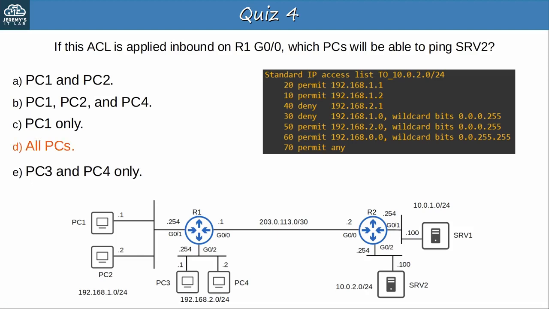This is because of where the ACL was applied, inbound on R1's G0/0 interface. When the PCs try to ping server 2, R1 won't check the ACL as it sends the pings out of G0/0. When the reply from server 2 arrives on R1's G0/0 interface, it will check the ACL. However, the source of the reply will be server 2's IP of 10.0.2.100, which will be permitted by the permit any at the end of the ACL. So, all PCs will be able to successfully ping server 2. Okay, let's go to question 5.